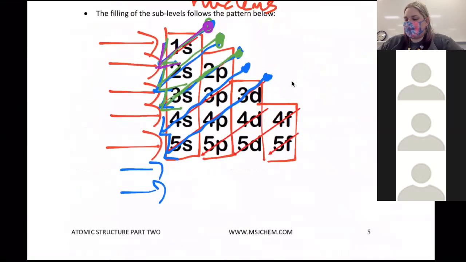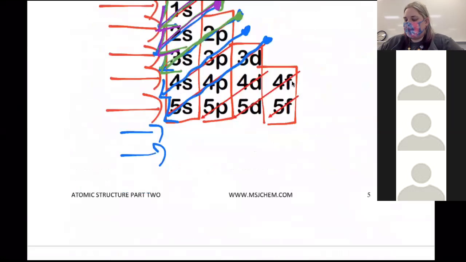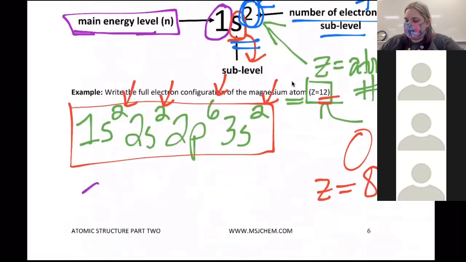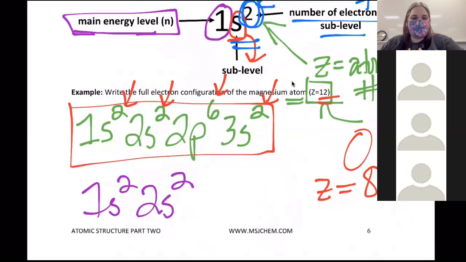And I might as well just keep going because I know I'm going to have to get up to 8. So 1s, 2 would be first. And then 2s, and that would have 2. So now I'm up to 4 electrons, because I have 2 in the 1s and then 2 in the 2s. So I've got to keep going.